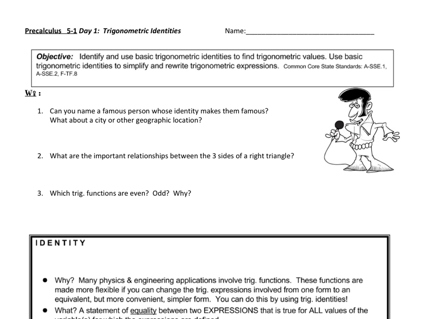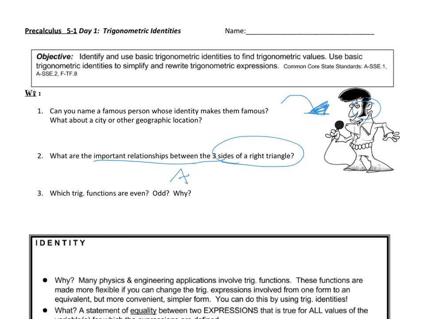So in our warm-up, I am sure you recognize this famous person right here, and we may have talked about that. There are certain things that we identify with Elvis Presley: style, music, his clothing, the sideburns. So an identity is something that we associate. We're going to be talking about trig identities.